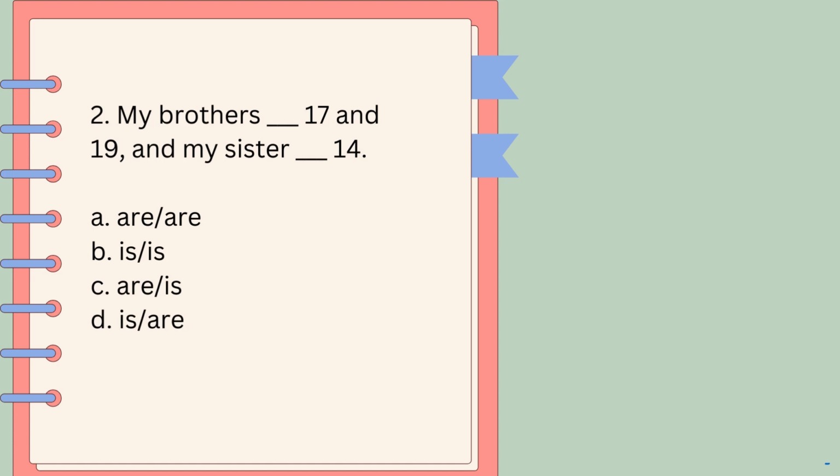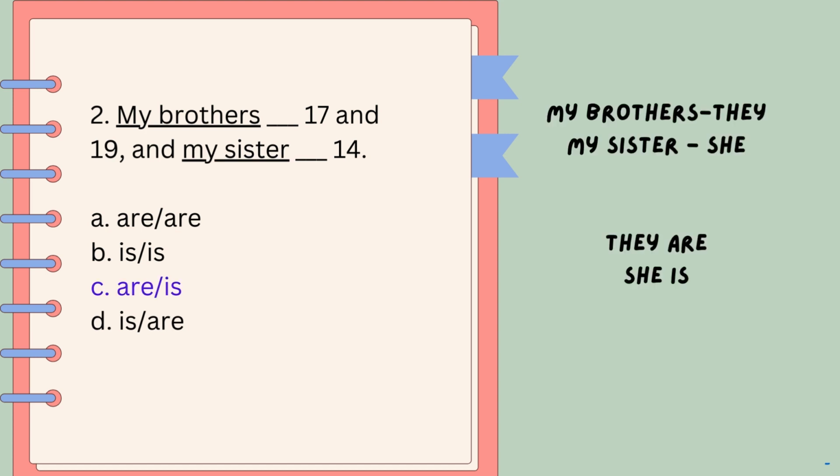And question number 2. My brothers blank 17 and 19, and my sister blank 14. Let's underline the subjects. My brothers and my sister. So my brothers' subject pronoun for this is they, and for my sister it is she. So if it is they, are. If it is she, is.